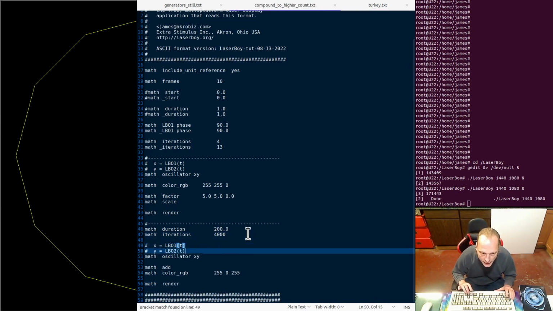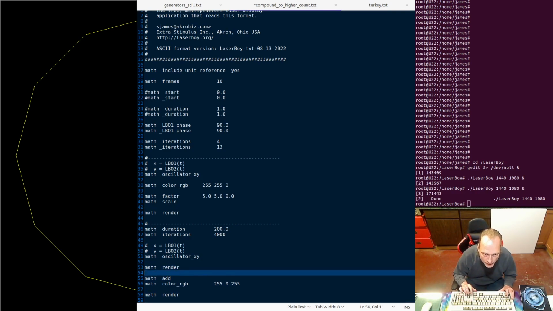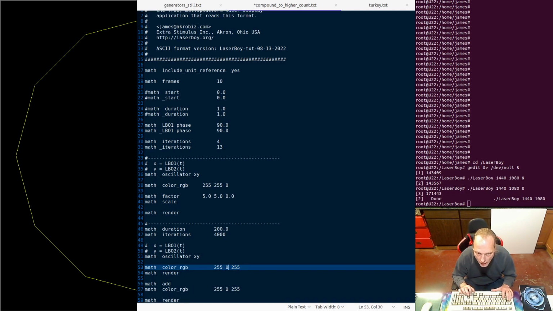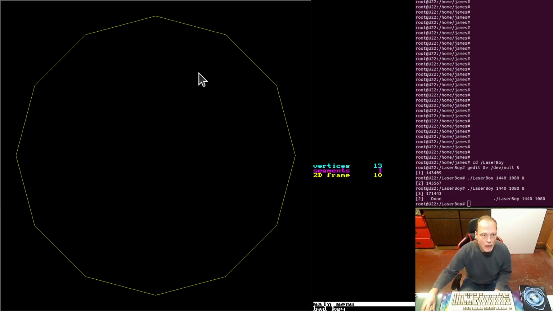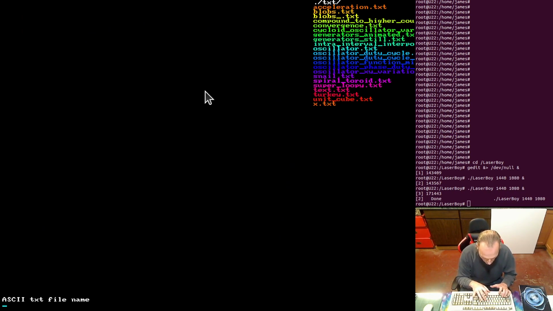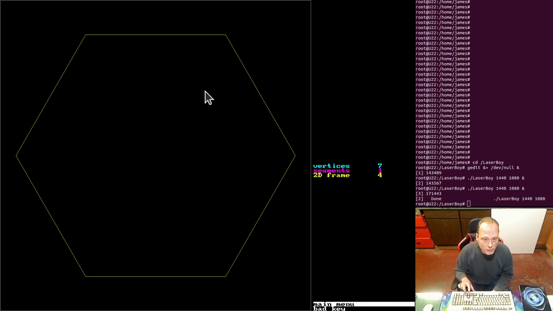As a matter of fact, I'll go ahead and render it right there. And whoops. Make it green. Back to here. And alright, there's our polygons with just a handful of vertices in each one.